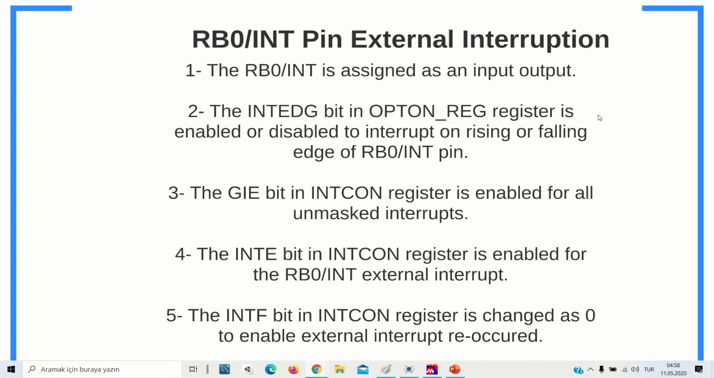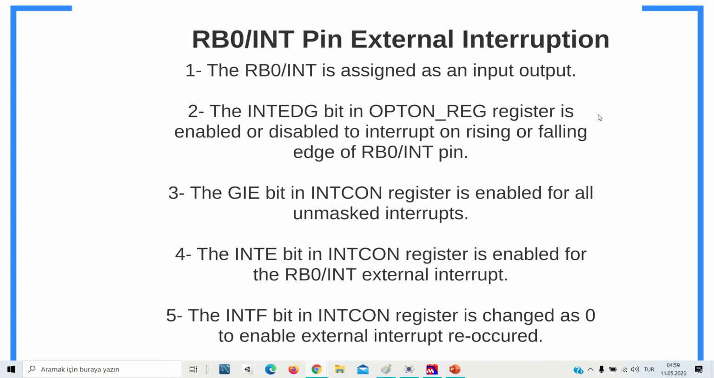In the second stage, we are going to change the bit called INTEDG in the option register, to select the edge. In this case we are going to use the falling edge of the external pin. That means in the option register we have to change the value of the INTEDG bit to 0. This is the second step.